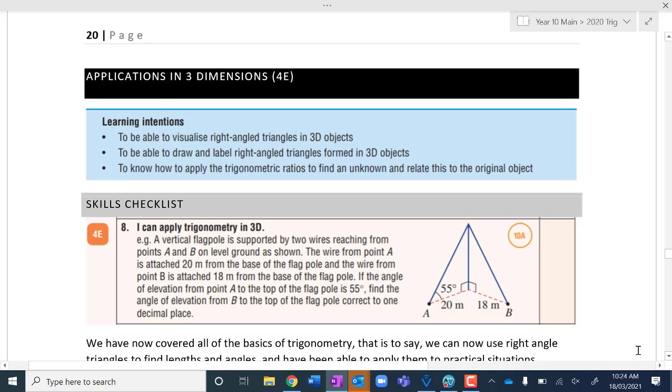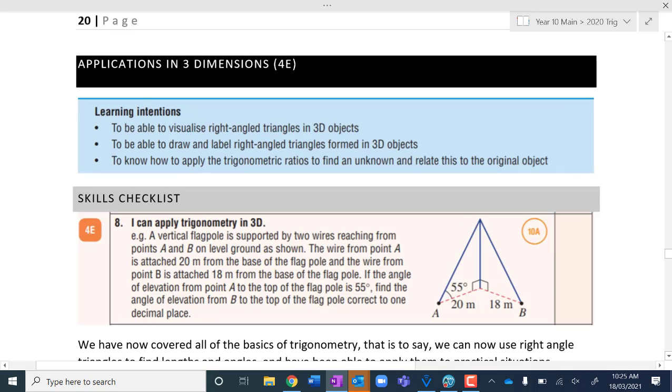All right, everyone, if you are watching at home, we're going through applications in 3 dimensions. And this is the last exercise that we'll be doing this year. Unit circle will be done in semester 2. So this is the end of your notes.